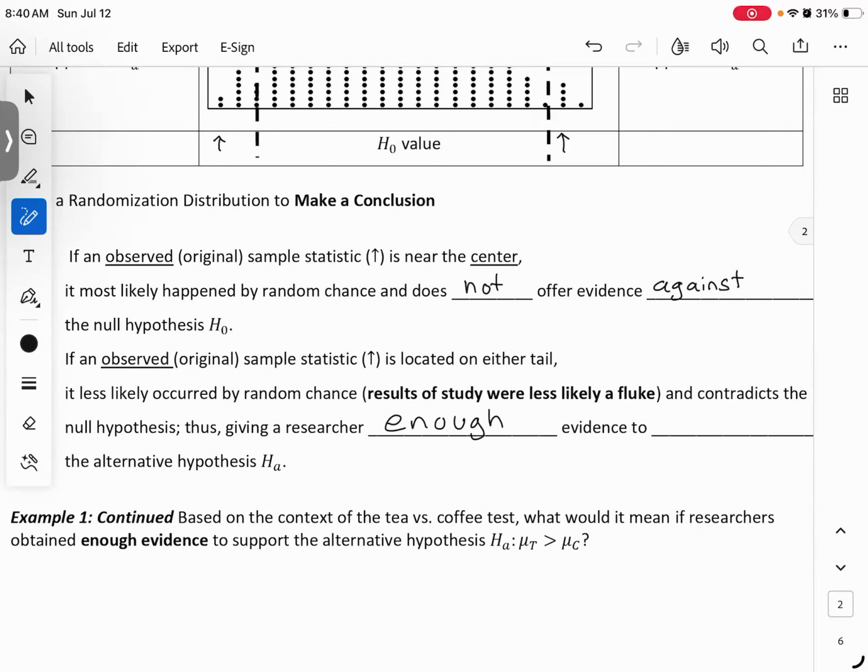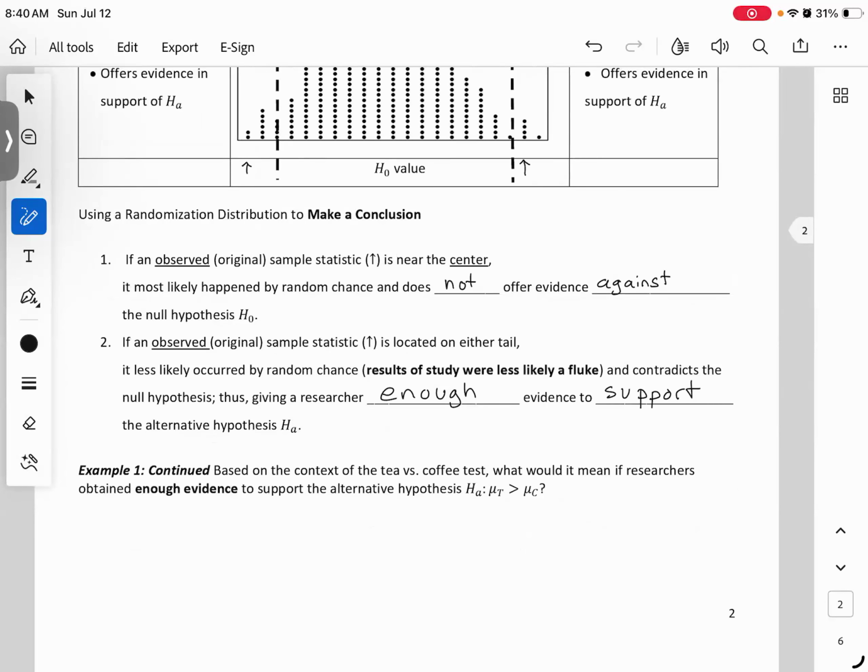And remember when we were doing chapter three, we would say we're 90% confident, 95%, or 99%. We never actually say that we're 100% confident, because things are based off of samples, based off of randomness. So the conclusions that we make, if we do find something that contradicts the null, we usually use words like there's enough evidence to support the alternative claim.